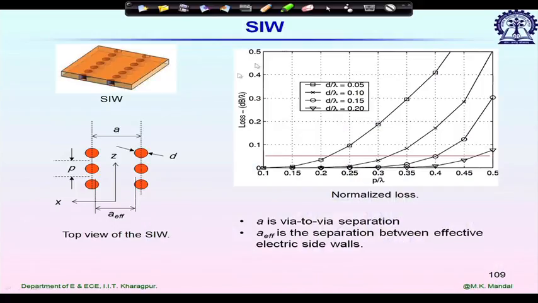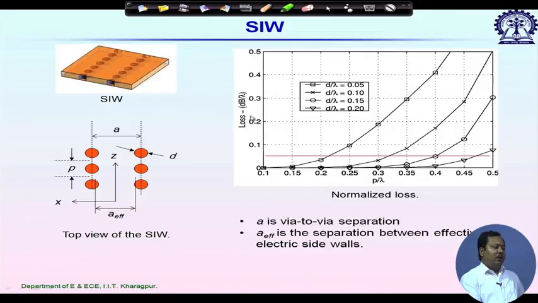So here we are plotting in this graph. We are doing a loss study. We are plotting the loss in dB per lambda, where lambda is the guided wavelength, versus different p values, p by lambda, that is periodicity by lambda, for different diameters of this periodic via. So for the first case, d by lambda equal to 0.05, and for this last one, d by lambda equal to 0.20. So for a given periodicity, d is higher, so that means what?